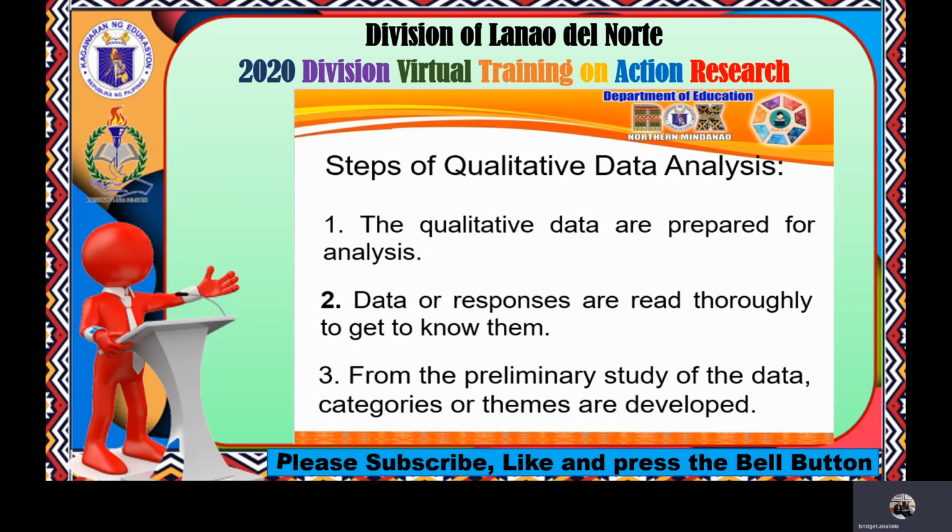First step, the qualitative data are prepared for analysis. Second, data responses are read thoroughly to get to know them. Meaning to say, in this step, we are not only going to read once, but we are going to read, and reread, and reread in order for us to discover the categories and themes. The third step, from the preliminary study of the data, categories or themes are developed.